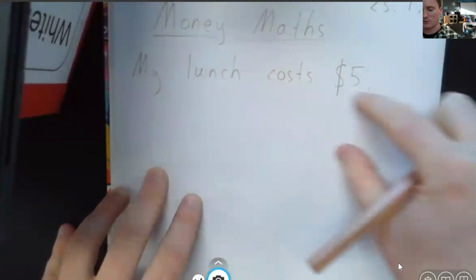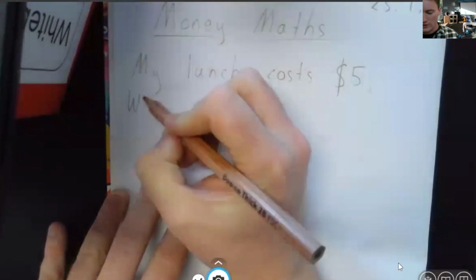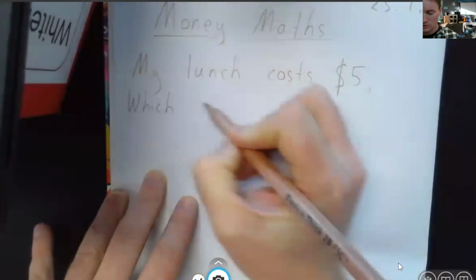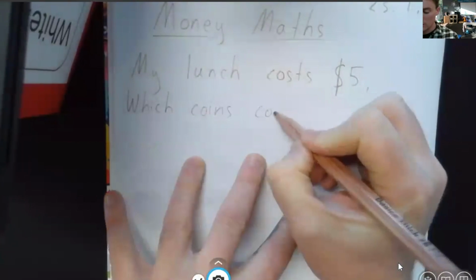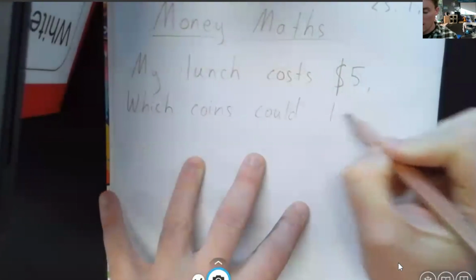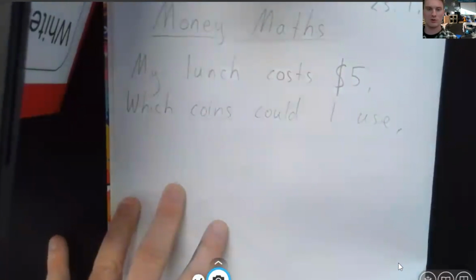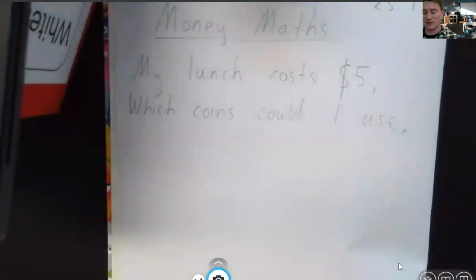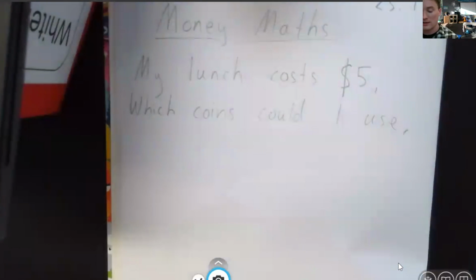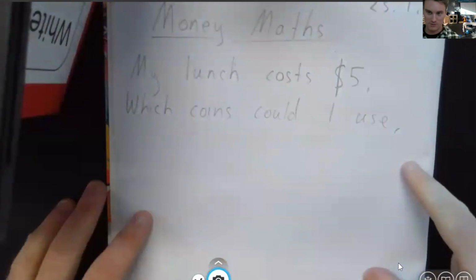I'll just write it down so we know it's at the top of our page and we know what to do. Which coins could I use? We'll just write that. Which coins could I use? Okay, that's our question. Now, if you don't have any coins at home, because more and more we're not using as much sort of money that we hold, we can draw some. So let's use this next part of the page to draw some coins.